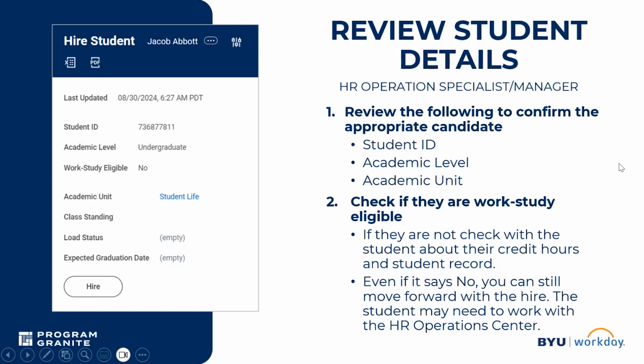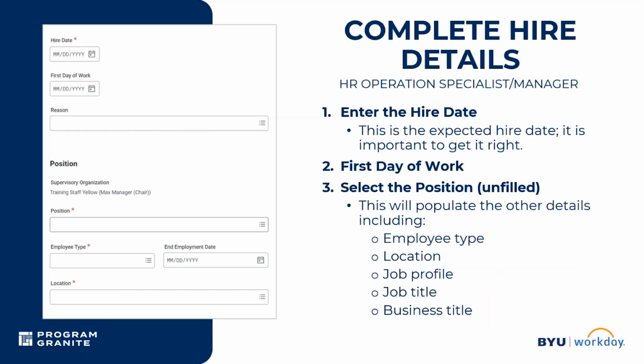Okay, so that's clear who our persona is right now. The student doesn't have a job, we know who they are, and we're going to hire them. The HR operations specialist or manager would fill in the hire details, like the hire date. This is the expected hire date, so it's important to try to get it right and figure out when they're going to start working, otherwise we'll have to change their start date, which we don't want to do. We're going to enter their first day of work.